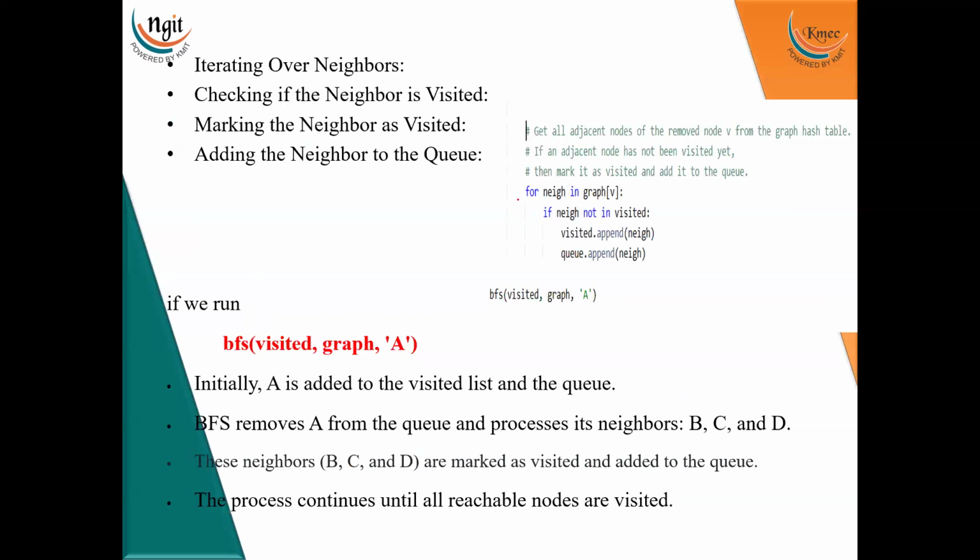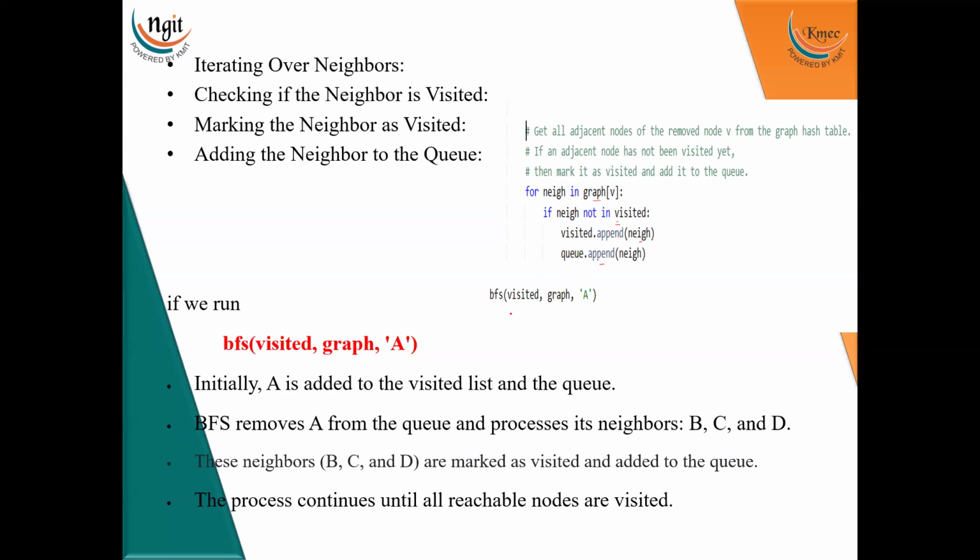And then in this piece of code, for neighbor in graph of V, it is iterating over the neighbors and checking whether the neighbor is visited or not. If it is not in visited, then we mark the neighbor as visited, and at the same time we add that neighbor to the queue. So whatever neighbor we are iterating over in the graph, if it is not in visited, we mark it as visited and append it to the queue.